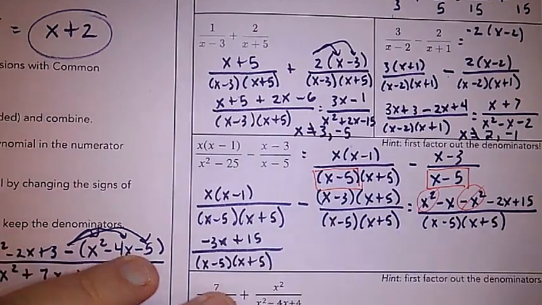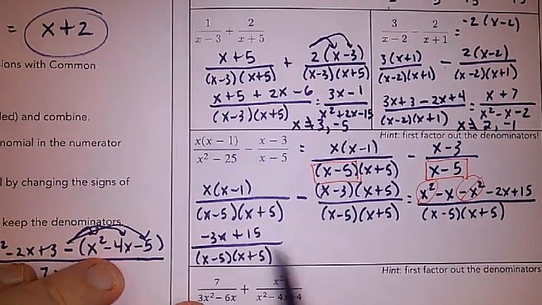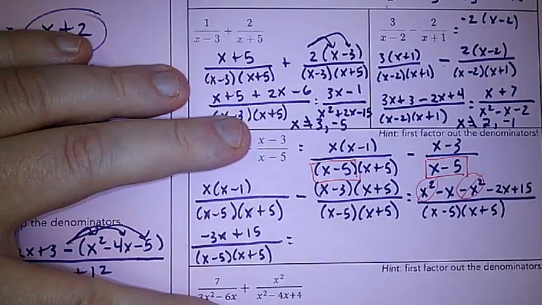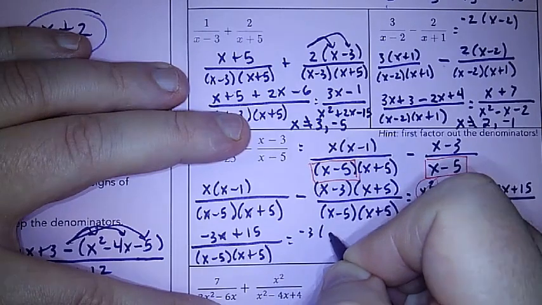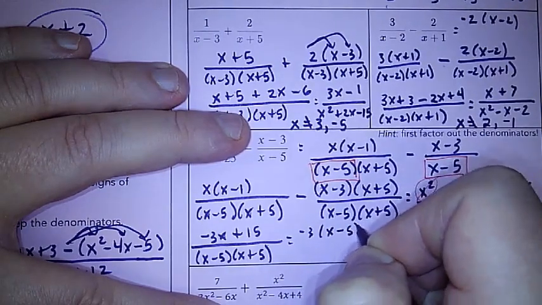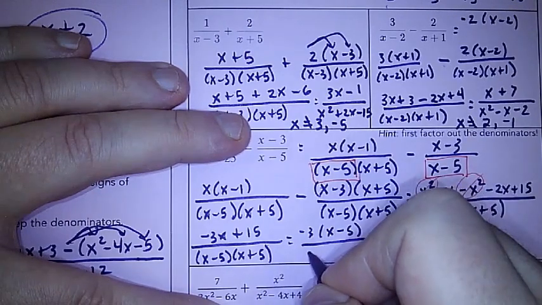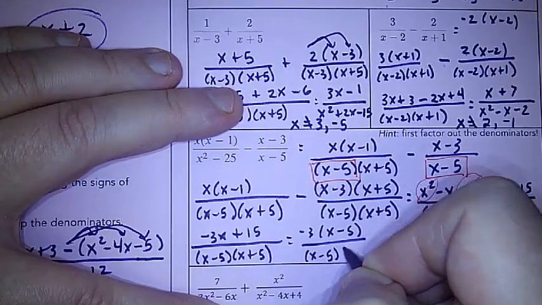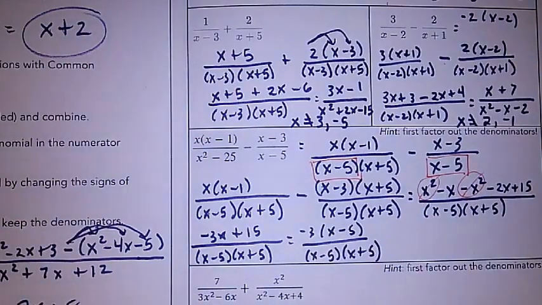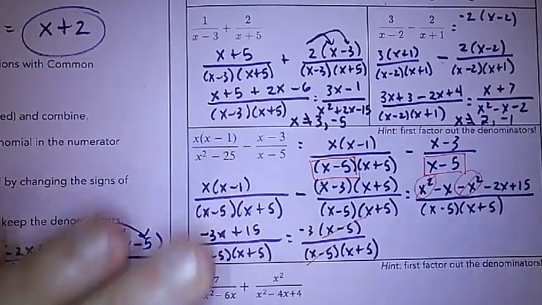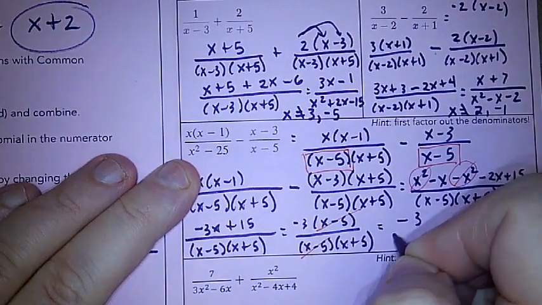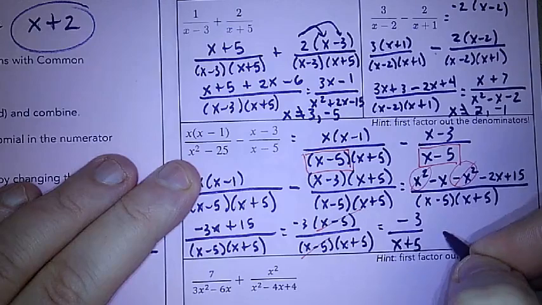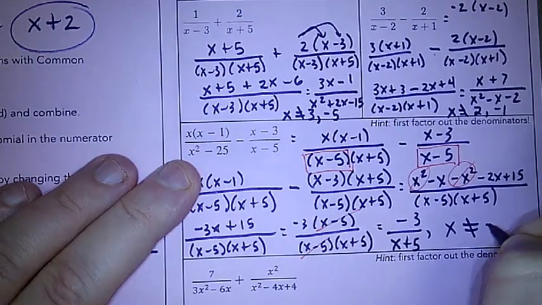I see that both the terms in my numerator I could divide by negative 3. So negative 3, I factor it out and it leaves me with x minus 5, and my denominator of x minus 5, x plus 5. Now I see that I can do some cancellation. There's an x minus 5 in the numerator and an x minus 5 in the denominator, leaving me with negative 3 over x plus 5, and I know that x cannot equal negative 5, or that will make my denominator equal 0.